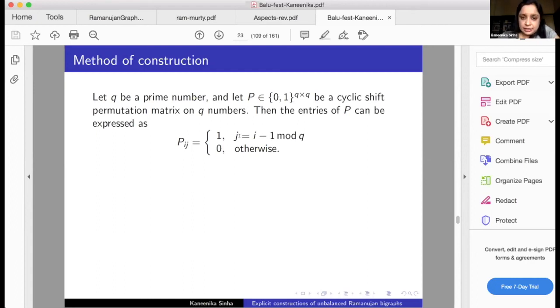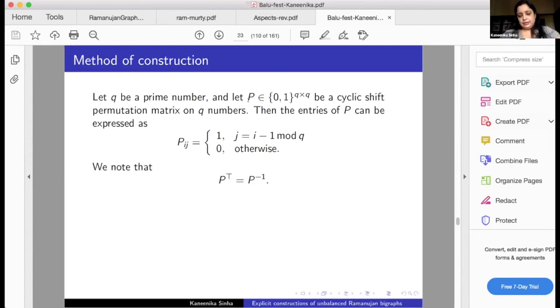If j is congruent to i minus 1 mod Q, then P sub ij is equal to 1, and it is 0 otherwise. So the matrix P is simply a shift of the identity matrix. You can take the identity matrix, shift the first row to the bottom of the matrix, and raise the other rows by one row above. So that is basically the matrix that we are talking about.